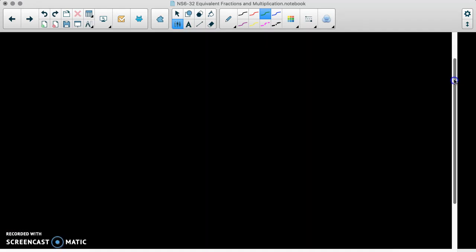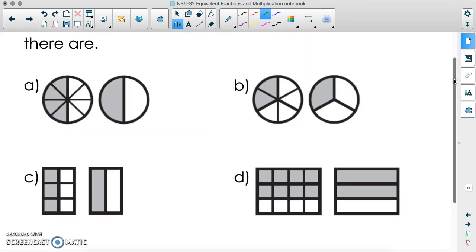Now we're going to look at the shaded parts. So now I have the exact same pictures and I've shaded them. So if I have 1/2 shaded, and now I have 4/8 shaded, what did I multiply the numerator and the denominator by to get this?